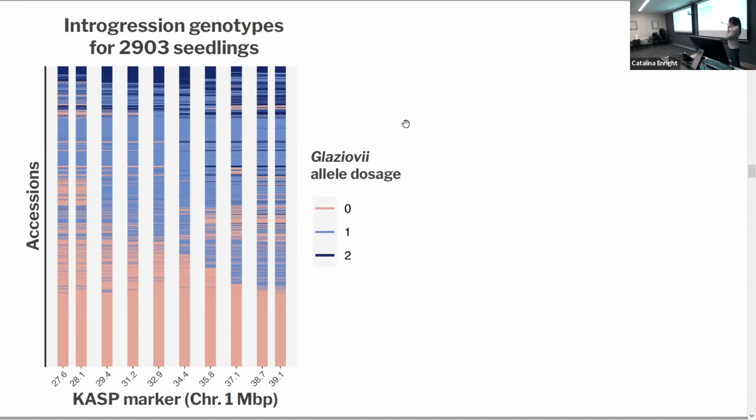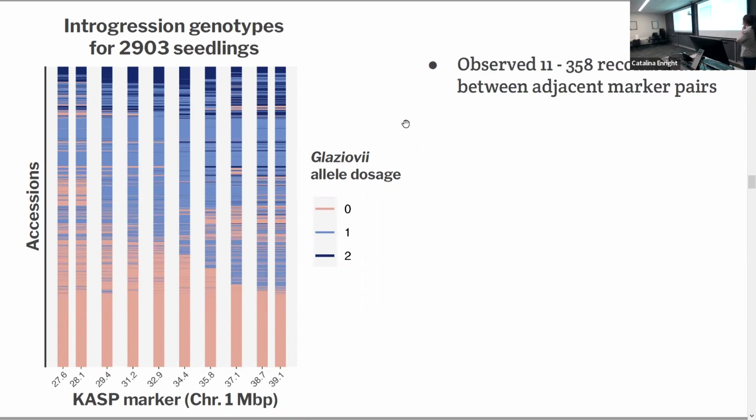So with those 10 markers, we can get a granular view of the introgression genotype for the individuals in the seedling nursery, on the y-axis, across the 10 KASP markers on chromosome 1 in the introgression region, spaced about 1 megabase pair apart. For example, you can see one individual here lacks the introgression on this half in pink, and it's homozygous for the introgression on this half in dark blue. We were able to observe recombinations between each of the marker pairs, between 11 and 358 recombinations between each pair.